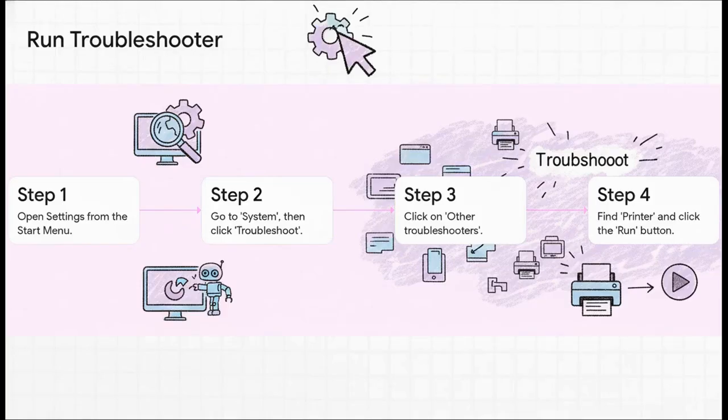Okay, let's head back to the settings menu one last time. From there, click on System and then find Troubleshoot. On the next screen, you're going to click Other Troubleshooters. Now you'll see a whole list. Just find Printer and click that Run button right next to it.